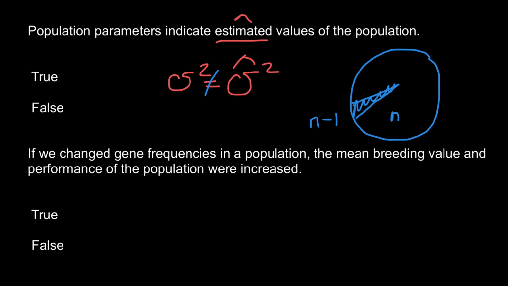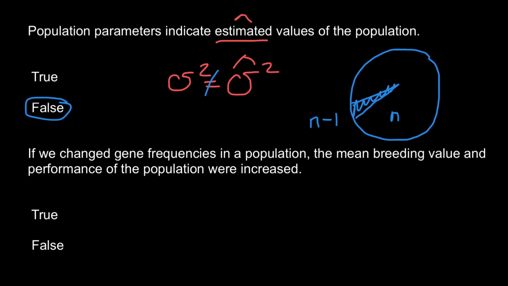So let's read again. Population parameters indicate estimated values of the population. And this would be true if we said population parameters indicate true values of the population. So, because we have estimated, we have to choose from the point of view of the statistician that this is a false statement.